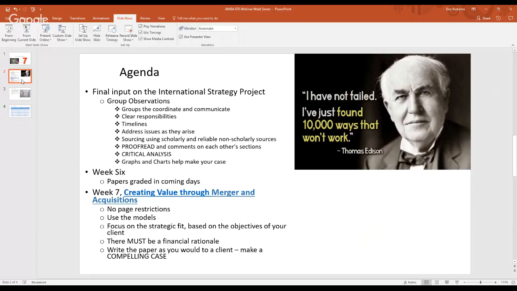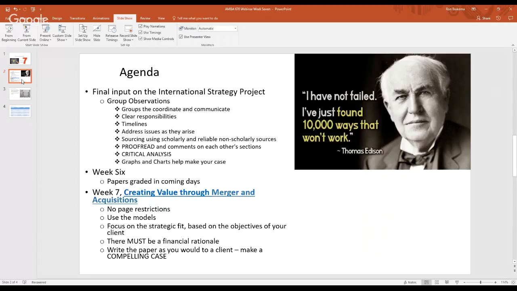So you have to source your scholarly and reliable, i.e. Bloomberg, non-scholarly sources. But it's also important how you use those sources. So in some papers, I've seen one source be used for an entire page and then cited in that one page, say 8, 9, 10 times. That can actually be a distraction for the reader and doesn't show that you've really done a depth of research that for this course I anticipate. So please keep that in mind.